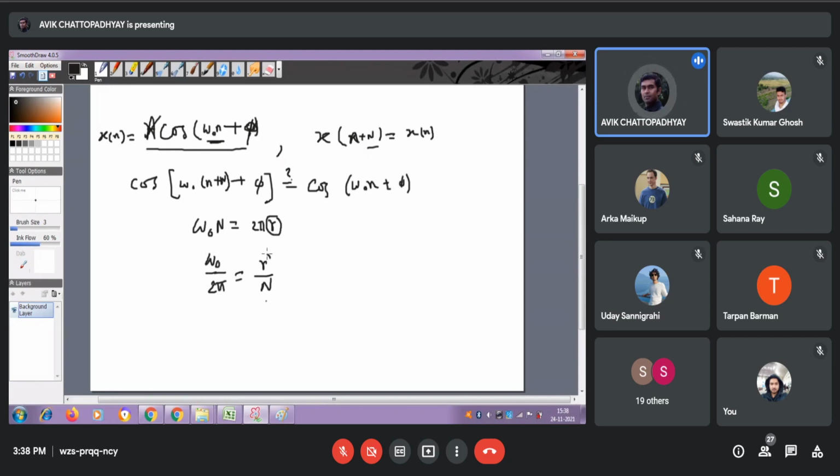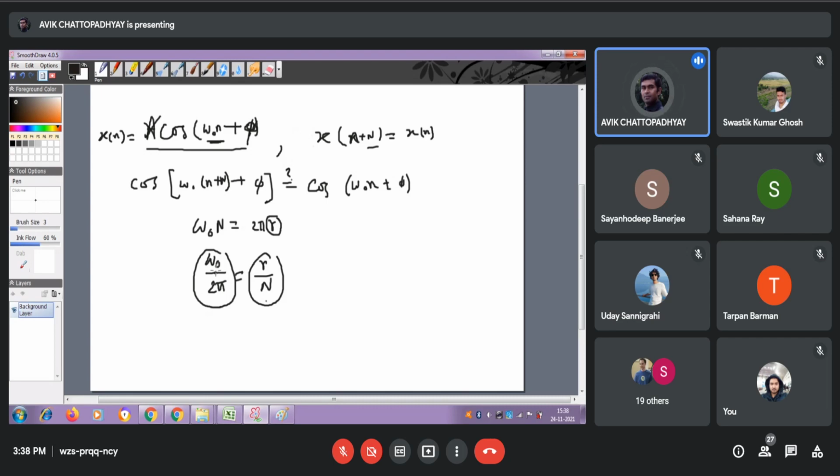So look at this. This is basically a ratio of two integers. That means it is called, what is the technical name? Rational number. Exactly, rational number. Okay. Now this is the condition we're imposing. If this ratio omega 0 divided by 2 pi gives you a rational number, then it is guaranteed that this is a periodic signal. That means the condition is satisfied. Otherwise not. But this is not always guaranteed.